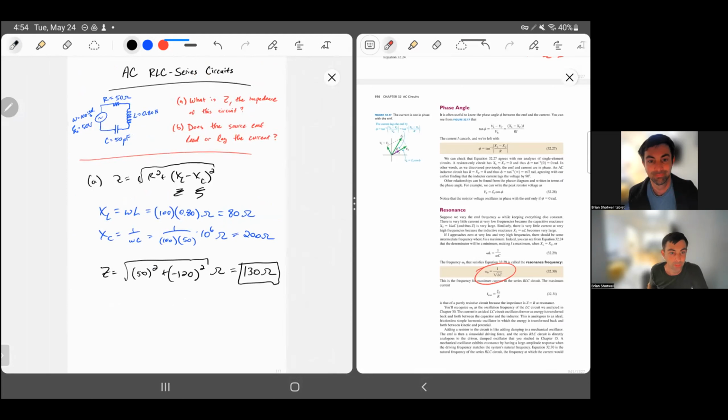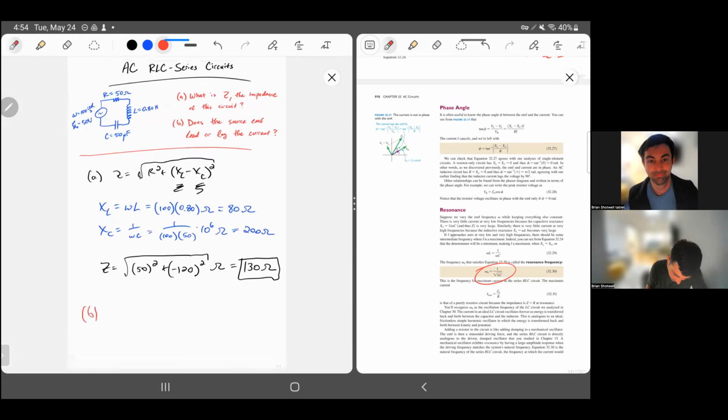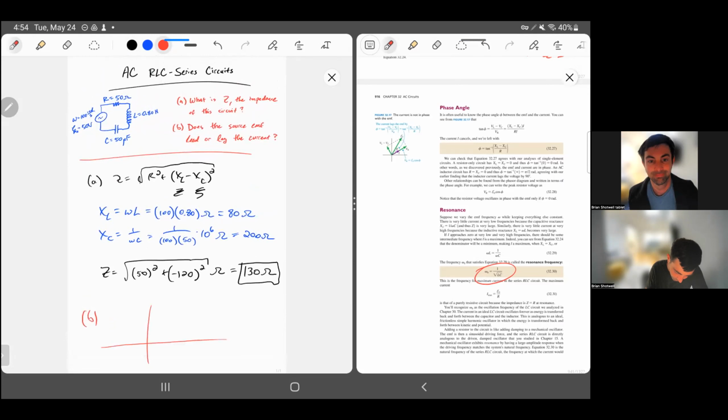Okay, does the source EMF lead or lag the current? For part B, it might be useful to draw a phasor diagram. They almost always help with this sort of thing. So you have some current phasor, and it's also going to be the voltage of the resistor phasor. And we have two more voltage phasors, right? The V sub L and the V sub C for the inductor and the capacitor.